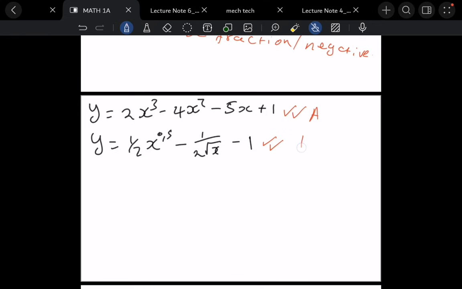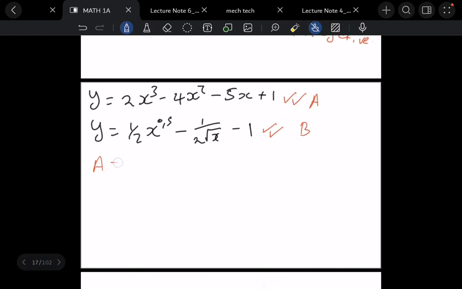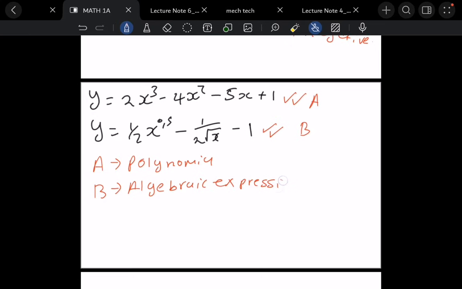Let me just say this is A, this is B. A is a polynomial, and B is just an algebraic expression that you just find anywhere, right? It describes anything. Why do I say that A is a polynomial? Look at the exponents of x in expression A. These are whole numbers, and they are written in decreasing powers of x.